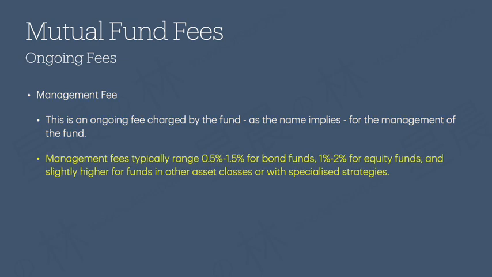Management fees for retail share classes typically range 0.5% to 1.5% for bond funds, 1% to 2% for equity funds, and sometimes up to 3% for funds in the other asset classes or with specialized strategies. In general, if a fund strategy requires more resources and effort to run, it will naturally charge more management fees.